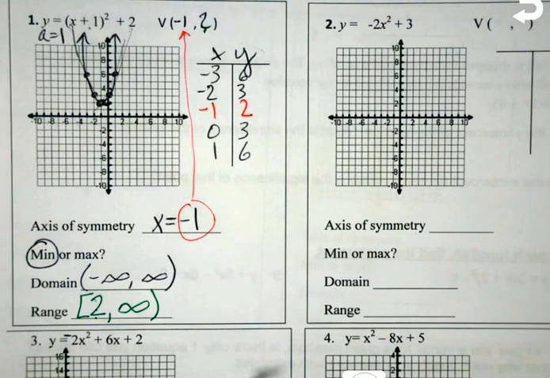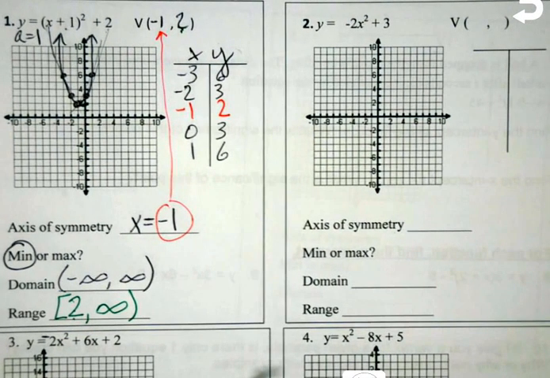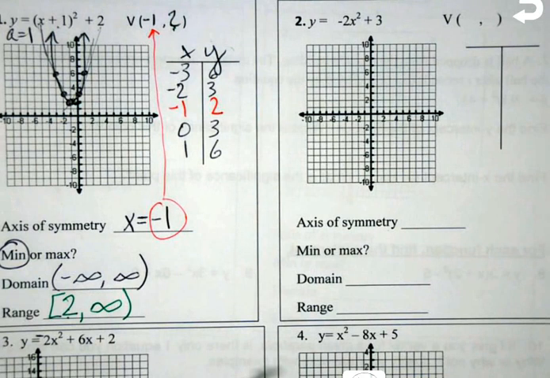So we kind of keep looking. We're like, okay, we're getting warmed up a little here. Ooh, Harty's getting sneaky on number 2. What's the vertex on number 2? 0, 3.